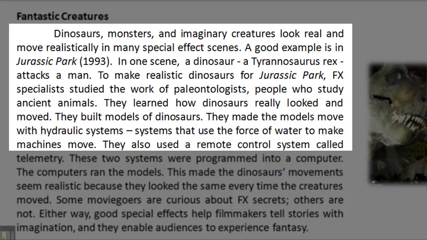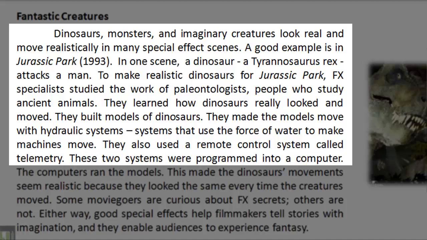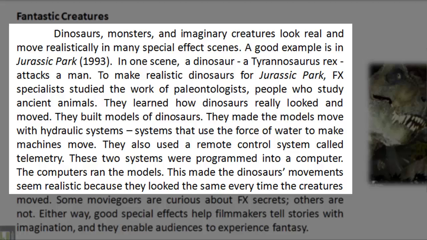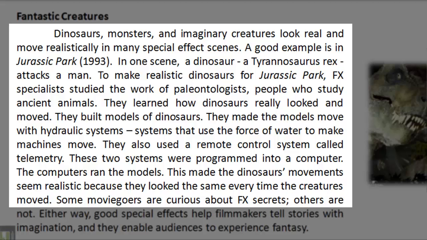They also used a remote control system called telemetry. These two systems were programmed into a computer. The computers ran the models. This made the dinosaurs' movement seem realistic because they looked the same every time the creatures moved.